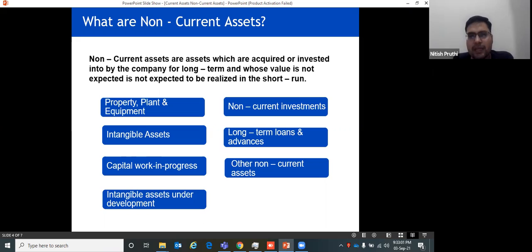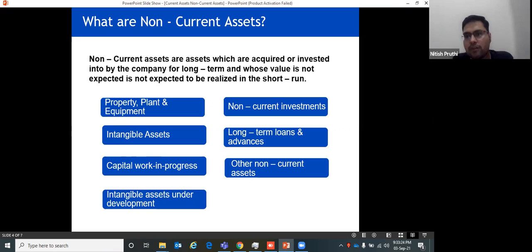Now coming on to various components of non-current assets. There are 7 components we need to understand. So as I told, anything which is opposite of current is non-current. So similarly, we look out first for the common thing. In the current assets, we spoke about current investments. So the opposite is non-current investment.